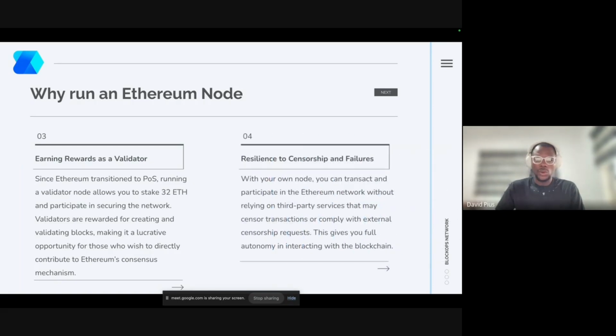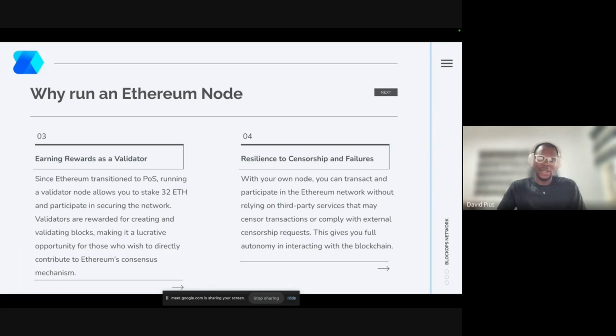Yeah, so we also have resilience. With your own node, you can transact and participate in the Ethereum network without relying on a third party, just like what I was saying. You can send transactions to your own node, to be able to validate those transactions and the like. So all of these are possible. This gives you full autonomy of interacting with the blockchain.